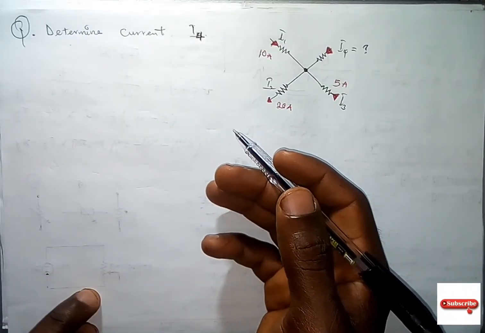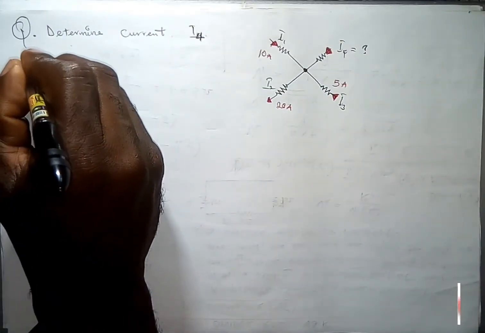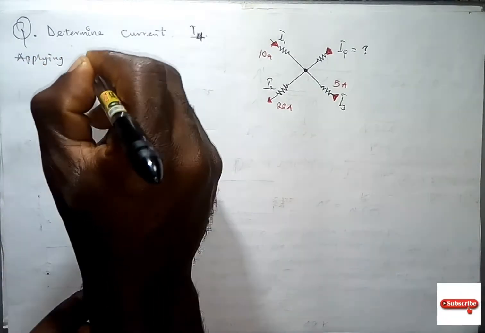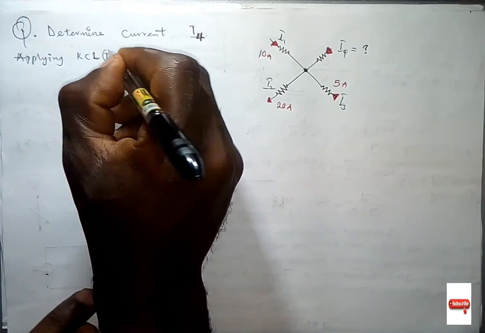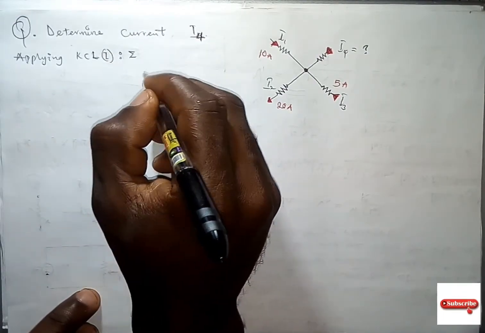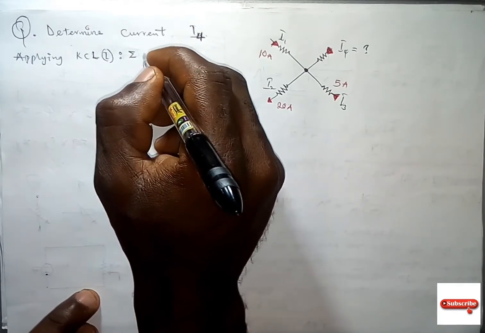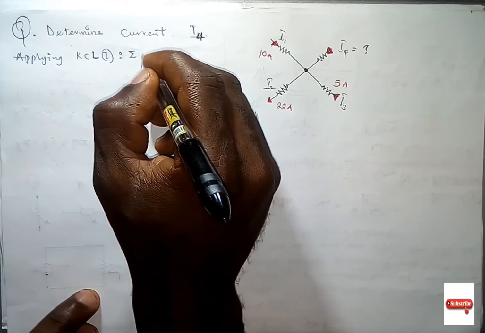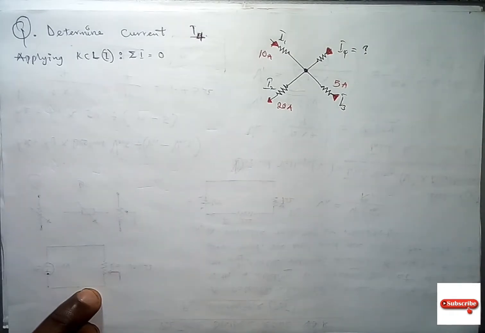So we can apply any of the Kirchhoff's current laws. I think we have done two, so let's make use of the first one. Applying KCL, the first one says that the algebraic sum of current that enters and leaves or exits a junction is equal to 0. That is what we are making use of.